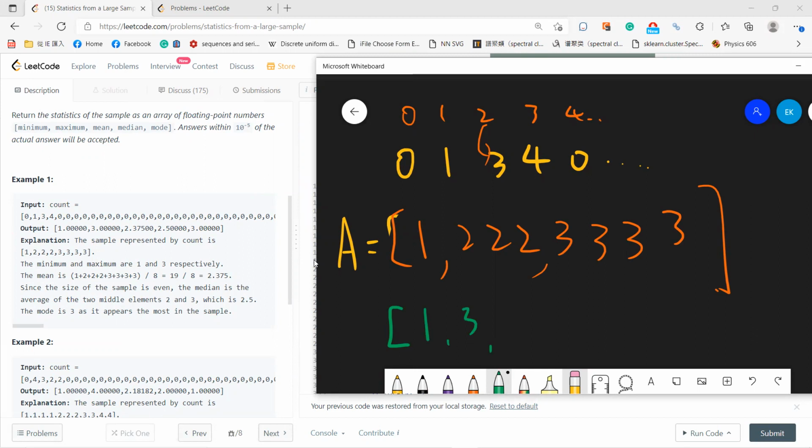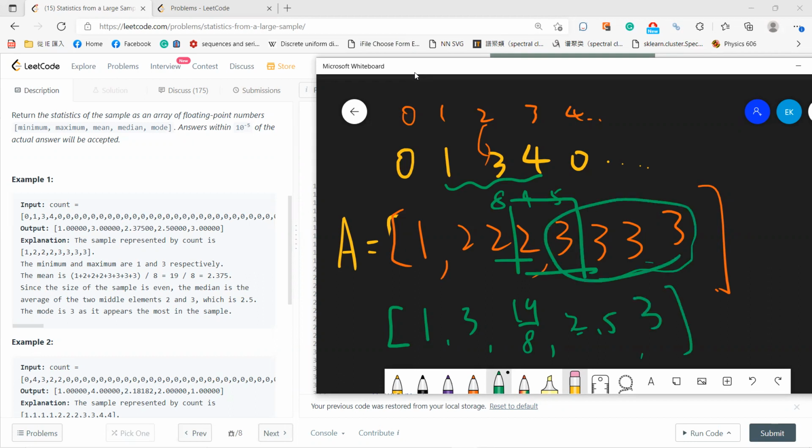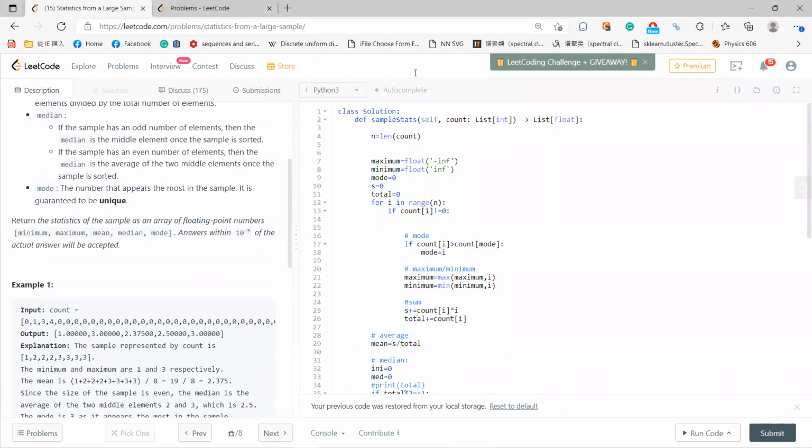And the mean is the average, the summation, so 19 divided by 8, because in total you have 8 elements. And the median is what? Among these 8 numbers, these two are the median, the 4th and the 5th, so the total is 2.5, because the count is even. And the mode is the value that happens the most, which is 3. In this case, the problem says the mode is unique.